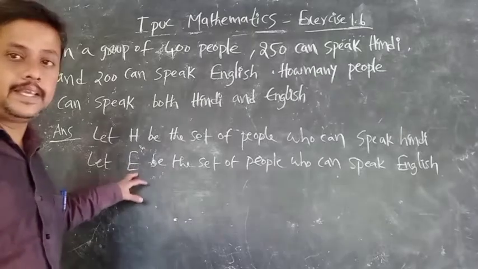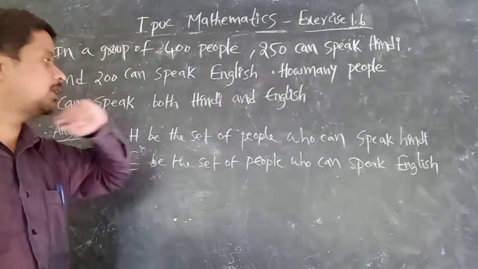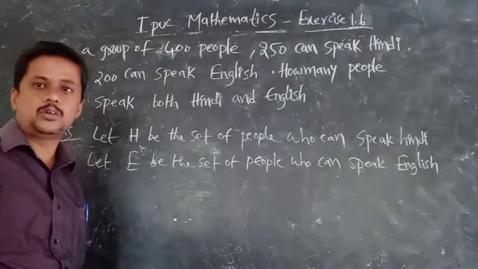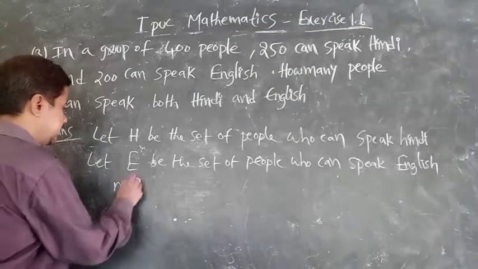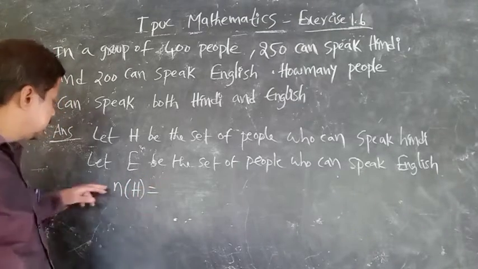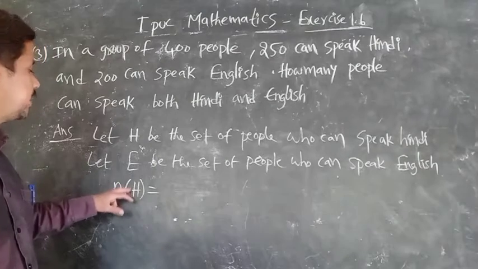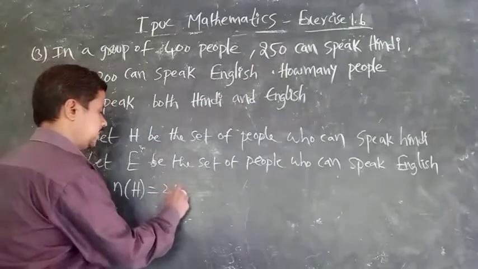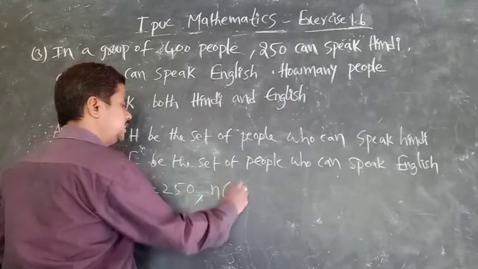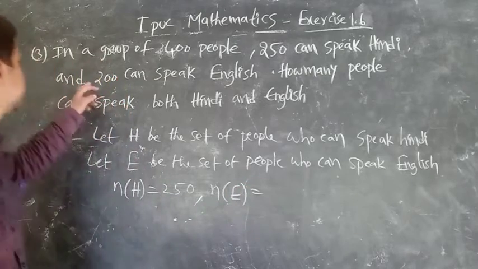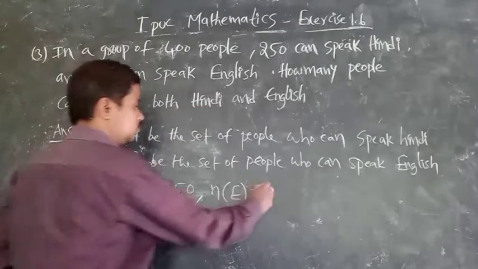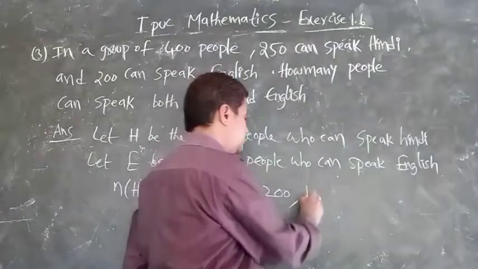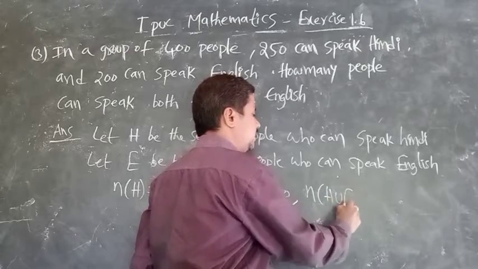Next, let us consider E. E is the set of people who can speak English. So E means English, H means Hindi. Okay. N of H, the number of people who speak Hindi, is 250. Next, N of E. 200 can speak English. Next, N of H union E.